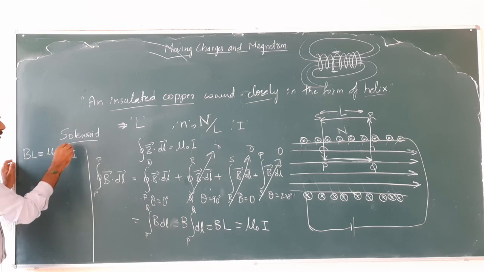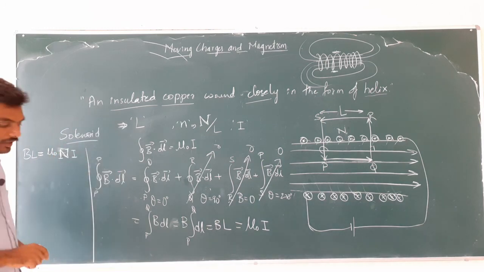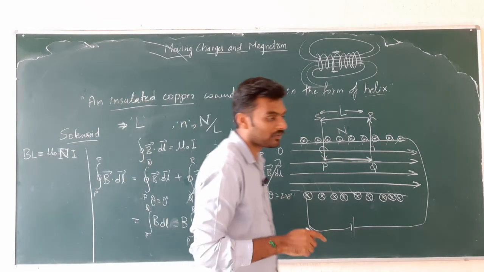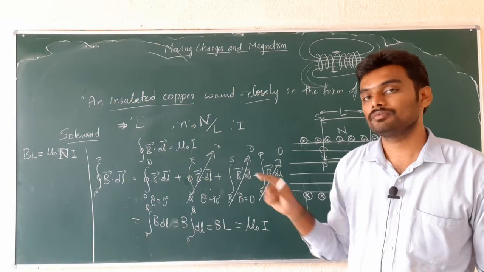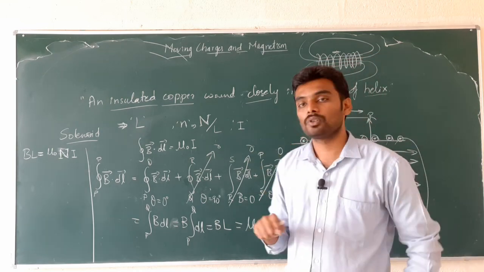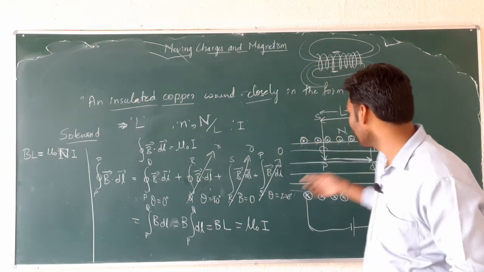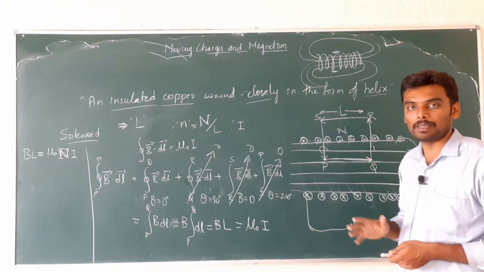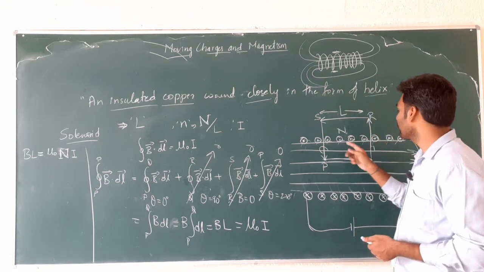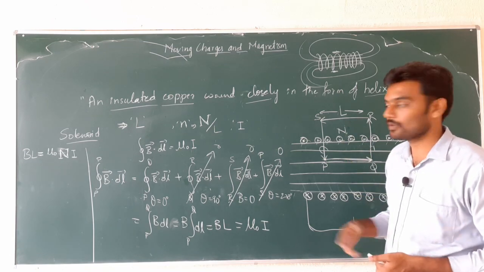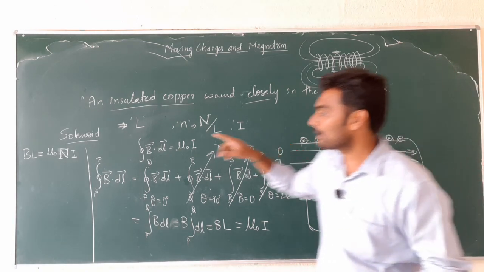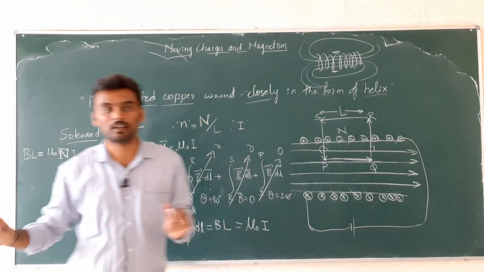Following why? Because Ampere's circuital law says the line integral of B dot dl is equal to mu naught times the total current enclosed. If I have only one coil, that is simply I, that is fine. But now I have N number of turns carrying I amount of current. So the total current enclosed is capital N into I, clear.